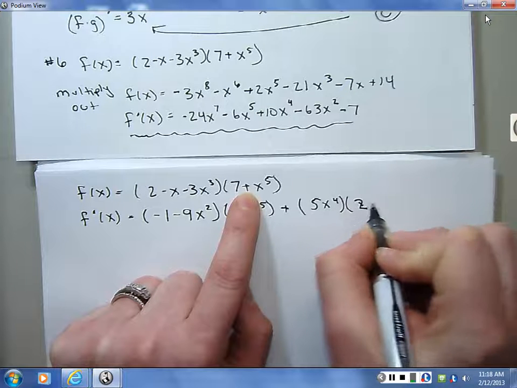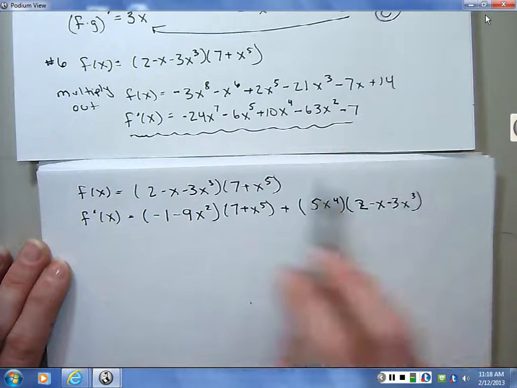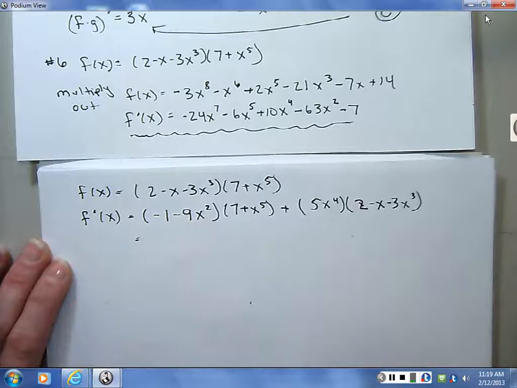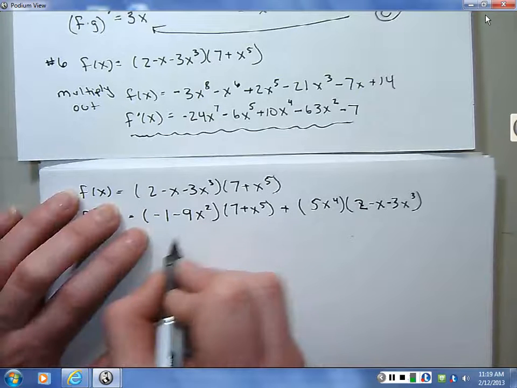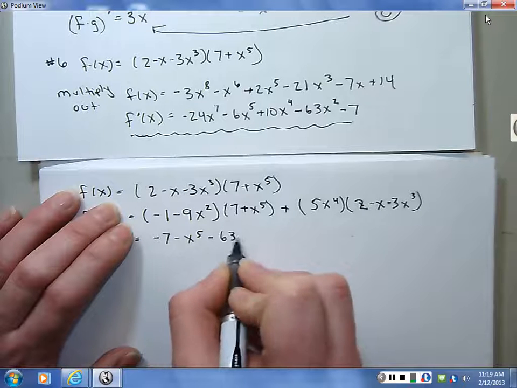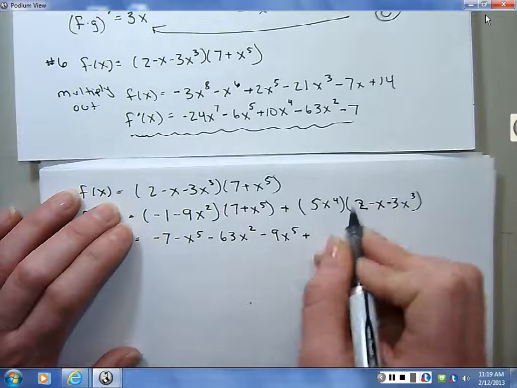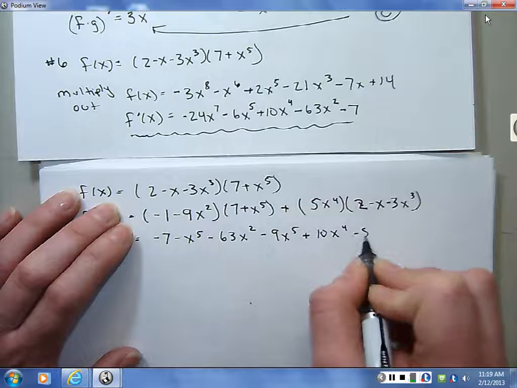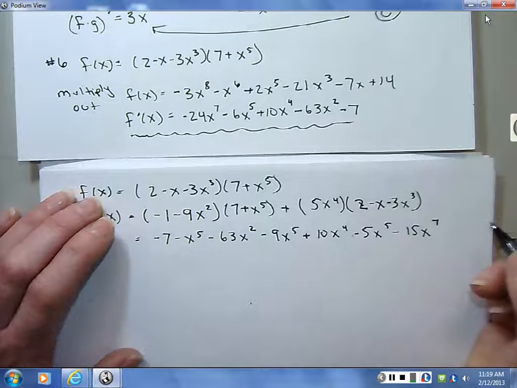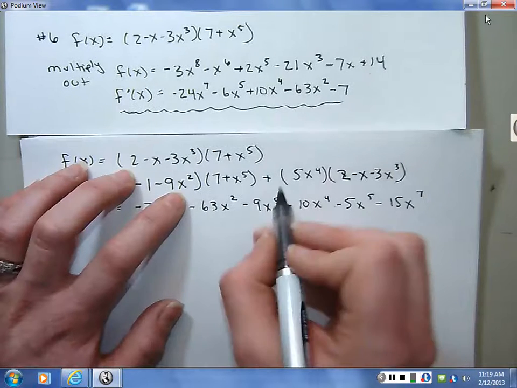And then leave the second function. So here you can see, this is the derivative. It doesn't look exactly like this, but if I FOIL it out, it should. Turns out, if I do this, I get minus 7 minus x to the 5th minus 63x squared minus 9x to the 5th plus 10x to the 4th minus 5x to the 5th minus 15x to the 7th. Shouldn't that be minus 9x to the 7th? Yes, it should be. Thank you.